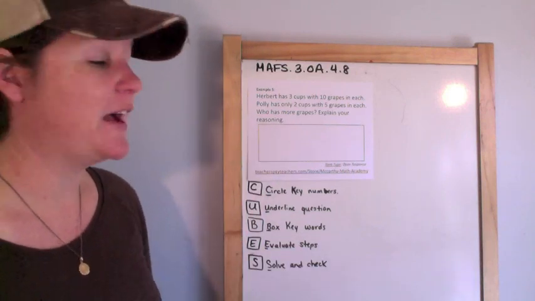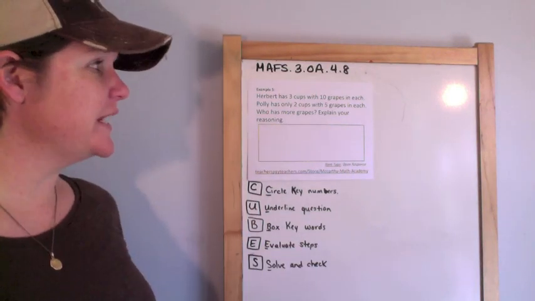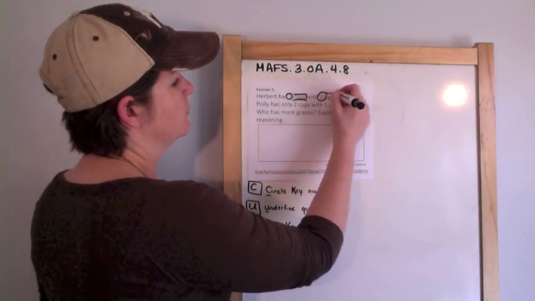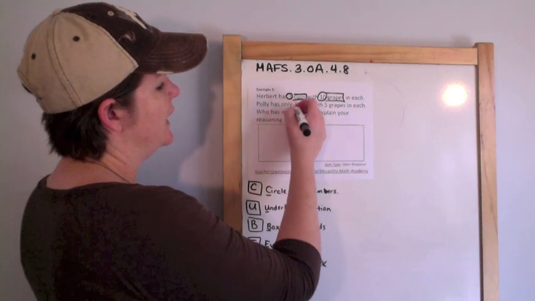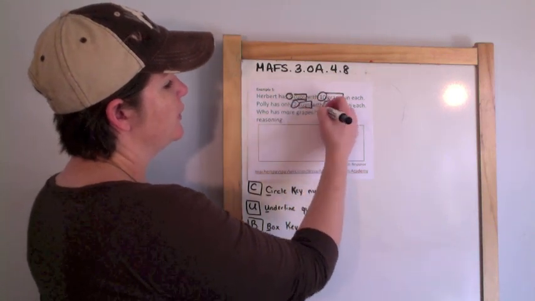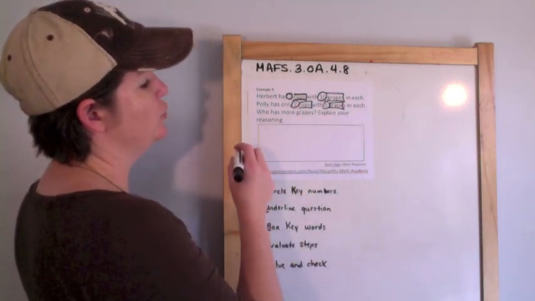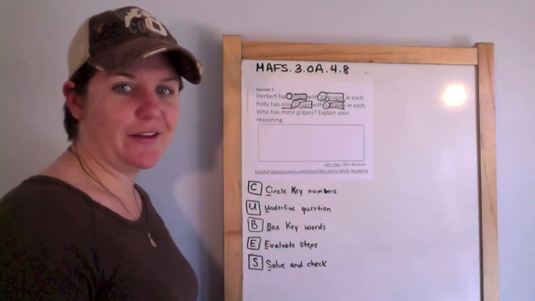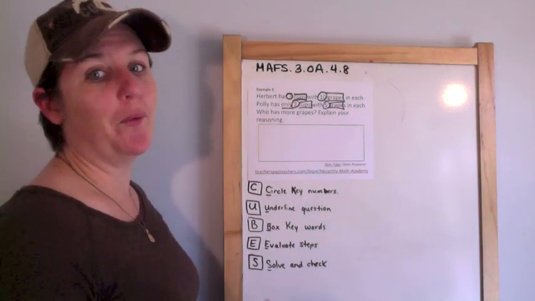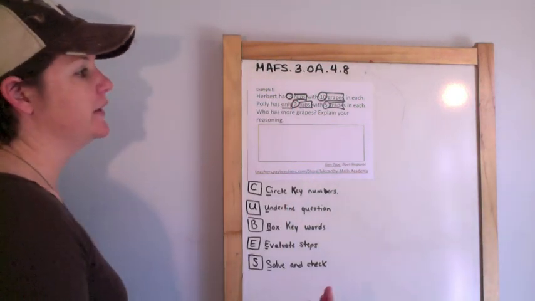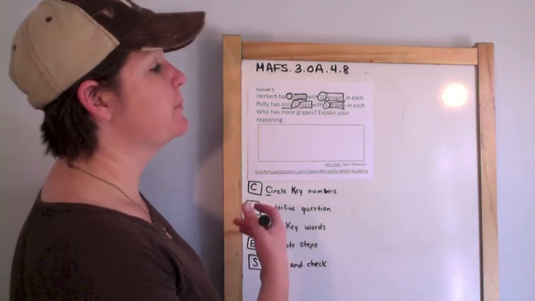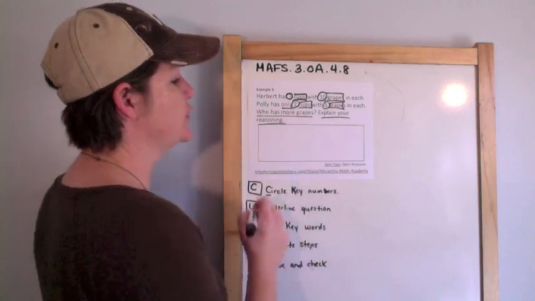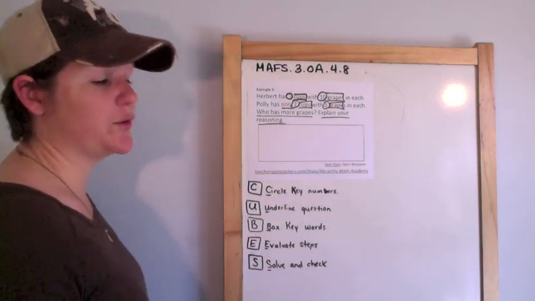So back to example 5. Herbert has 3 cups with 10 grapes in each. Polly has only 2 cups with 5 grapes in each. Who has more grapes? Well, they're kind of leaning in this problem on Herbert having more because it says Polly only has, so that's assuming that she has less, but I'm going to pretend like that's not there and actually do the math behind it. So who has more grapes? Explain your reasoning. So not just who, but also explaining.